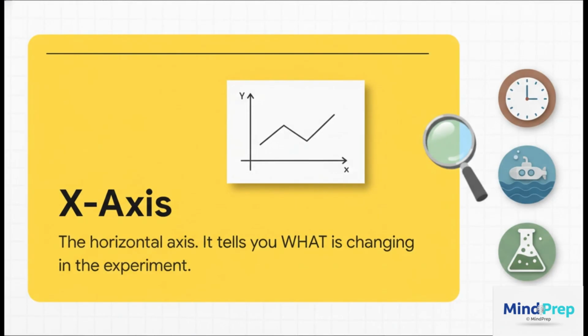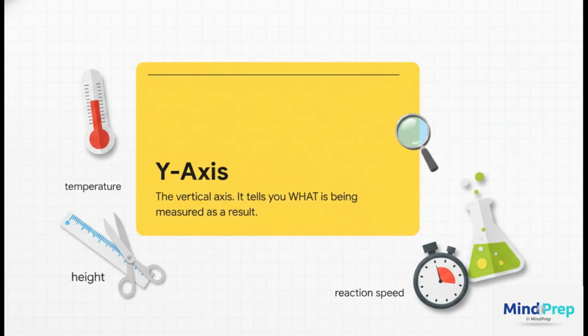So the first part of our map is the x-axis. You know, that horizontal line that runs along the bottom? This guide directly answers our first secret question. What is changing? This is what the scientists are messing with in the experiment. Things like time or depth or how much of a chemical they're adding. And then you've got the y-axis. That's the vertical line running up the side. This answers our second question. What is being measured? This is the result they're looking for, right? The thing they're observing, like temperature or height or how fast something happens.